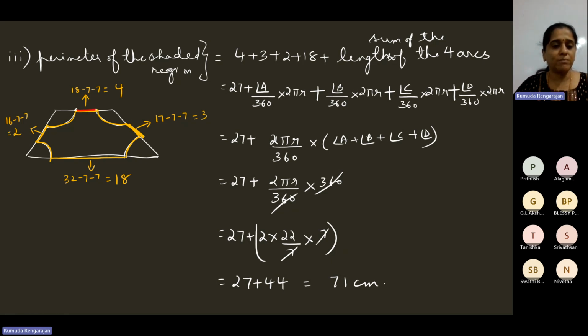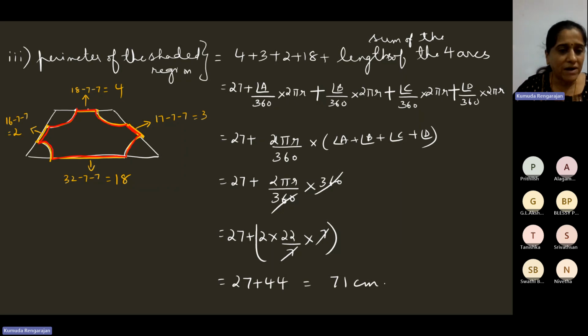This is 4 plus the length of an arc. We don't know the length. The individual length of an arc we can't find because we don't know the sector angle. Plus this one is 3 plus the length of an arc. We can't find it separately. Plus this is 18 plus the length of an arc, plus 2 plus the length of an arc.